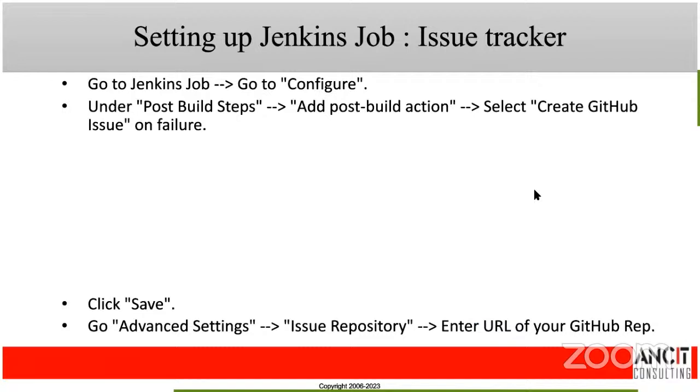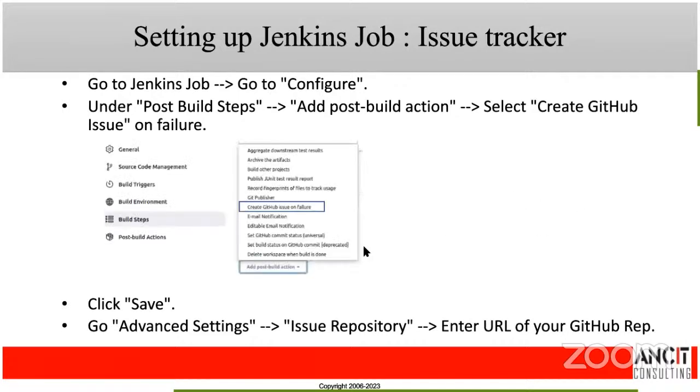Now one more step remains, where you need to go to the Jenkins job, go to Configure, and then under Post-build Actions. Before, we had build steps where we enabled the shell script. Now there's a post-build action where you can create a GitHub issue on failure. So you can select this option.